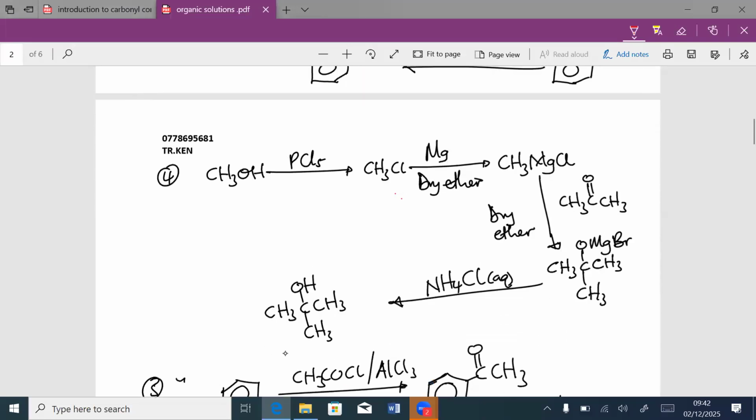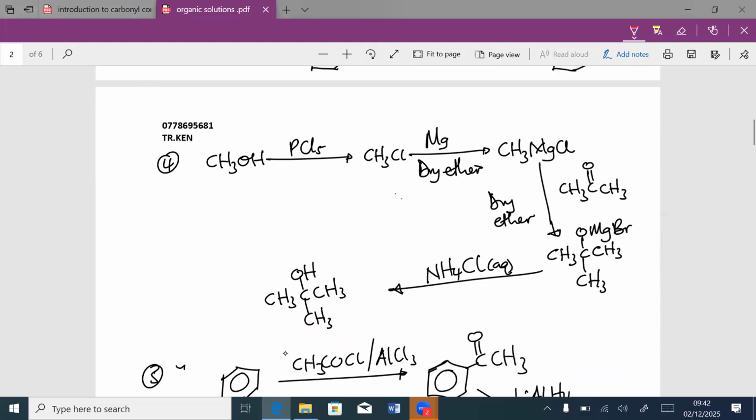Then another one was this. You guys can be taking screenshots. You realize that this also involves an increase in the carbon chain. So when we are increasing the carbon chain, we can use Grignard's reagent, and we studied this under alcohols.